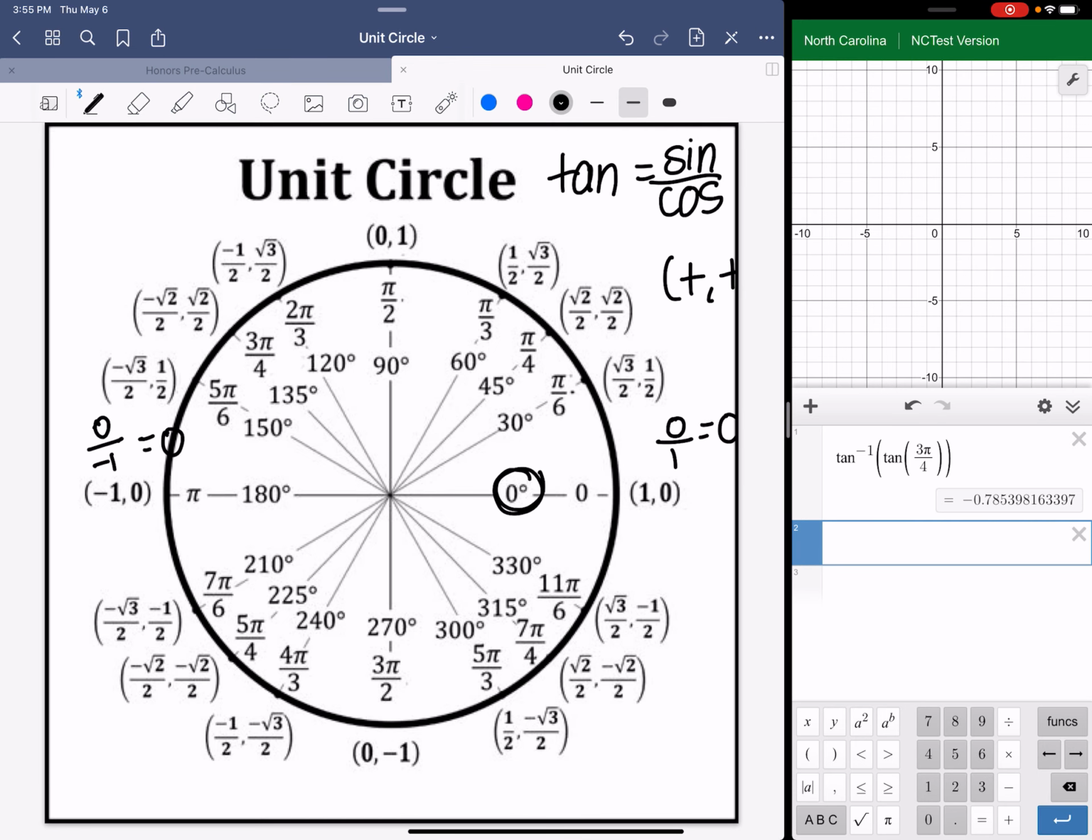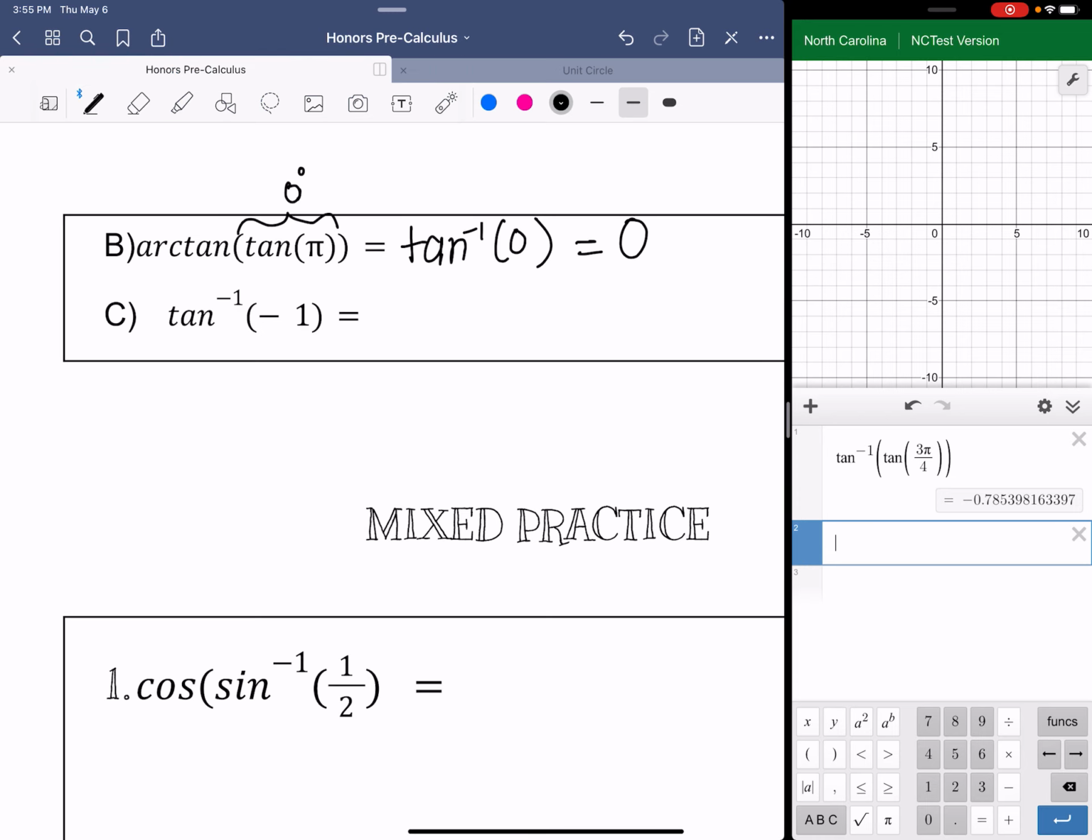For negative 1, the only way that can happen is if I'm in quadrant 4. Remember, quadrants 1 and 4 are where we're focusing. I would have to divide by the same thing in order for it to happen, which is going to be 315. Well, we're not going to use 315. We're going to use negative 45, which is the same thing as negative pi over 4.